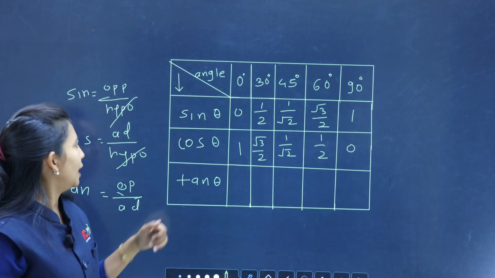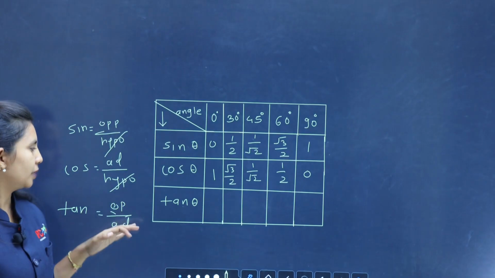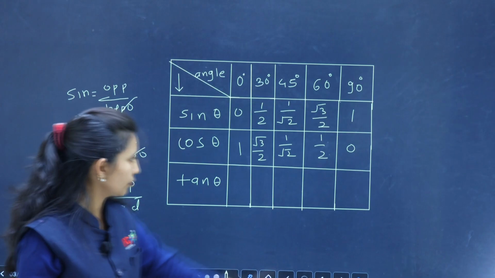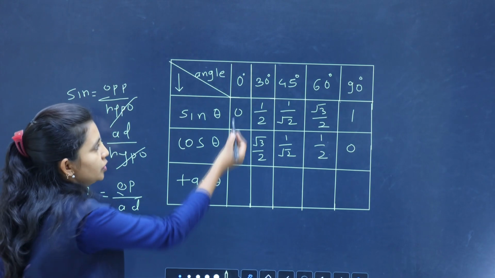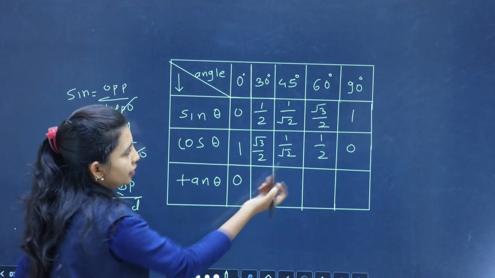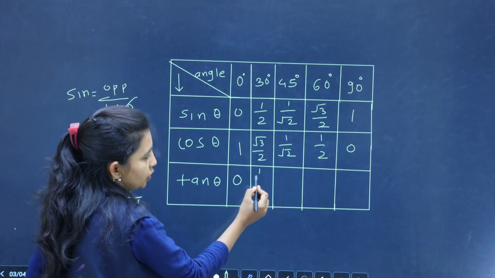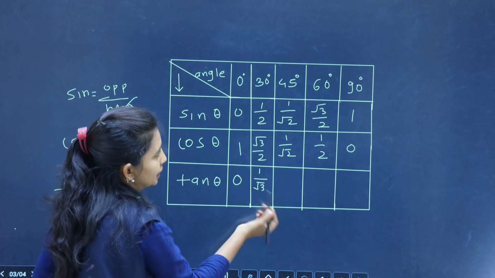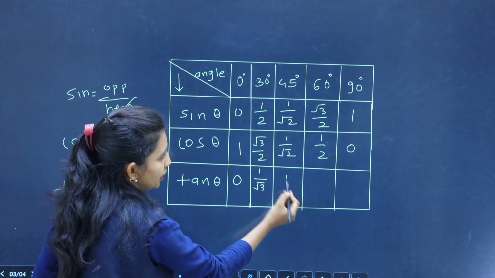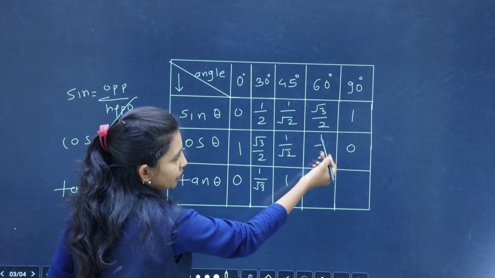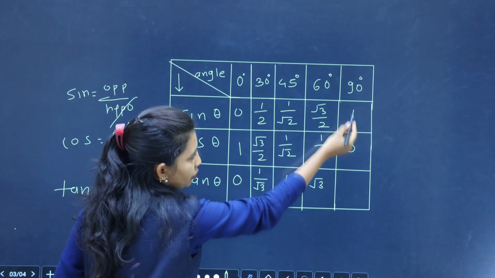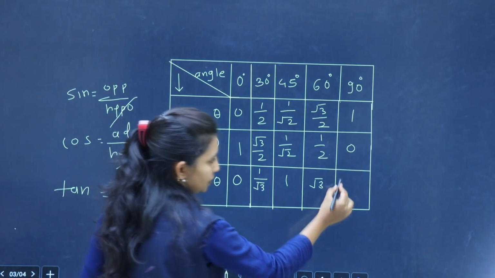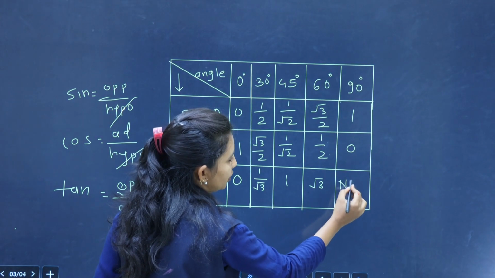For tan, I told you already, you have to just take the numerator over here. So just take the numerator: 0 by 1 means 0. Here numerators are 1 and root 3, so your ratio will be 1 by root 3. Here 1 by 1, that is 1. Here numerators are root 3 by 1, means root 3. And 1 by 0 is not defined, so the value for tan 90 will be not defined.